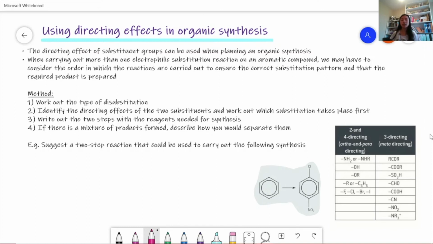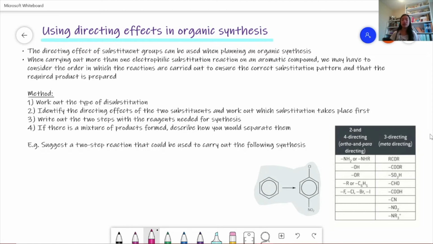So basically what that is, we just work out which numbered carbons the substituents are on. And then for step 2, we identify the directing effects of these two substituents and work out which substitution will take place first. The third step will be to write out the 2 steps with the reagents needed for synthesis, and the last step may or may not be used, but it's only used if there's a mixture of products formed, and when that happens, we need to describe how we would separate these products.